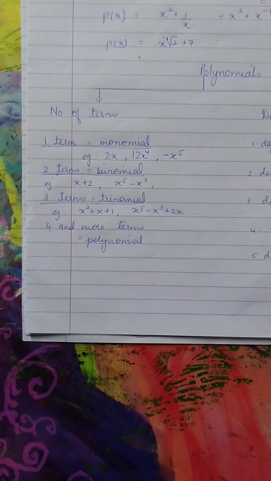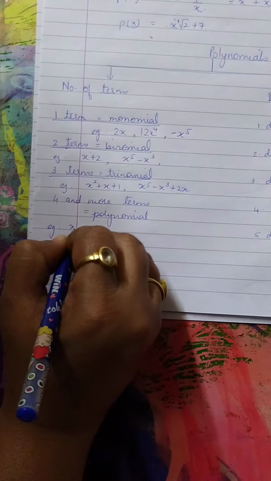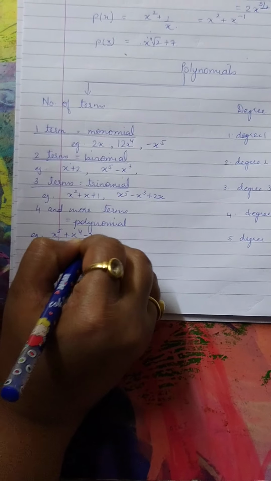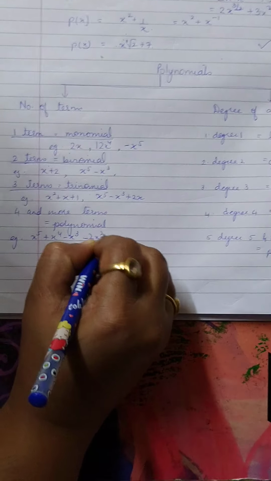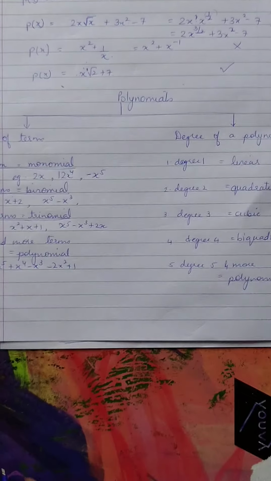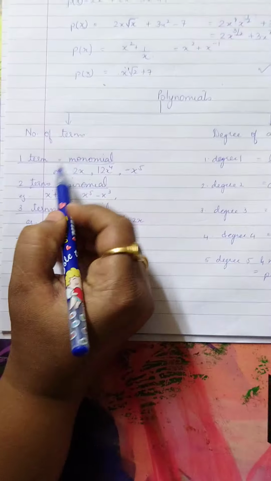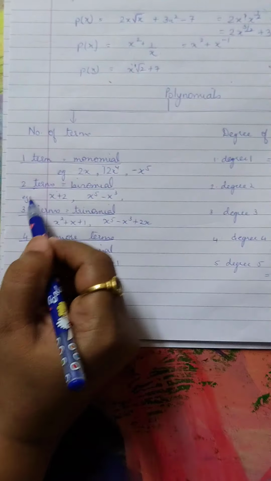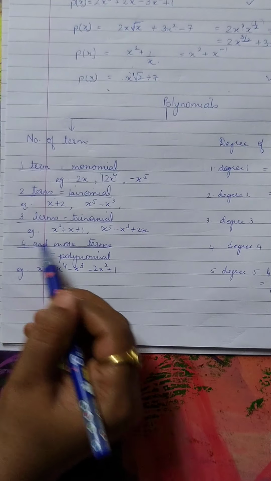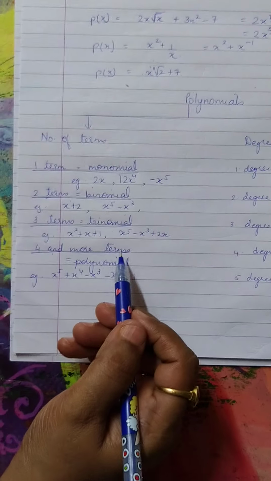And if it has more than three terms, meaning 4 or more, then we call it a polynomial. Can you give me an example? x raised to 5 plus x raised to 4 minus x cube minus 2x square plus 1. This is one example I have written. You can write as many as you want, right? So we know that if it has one term, it is called monomial. If it has two terms, binomial, three terms, trinomial, and more than three, that is 4 and more, then we call it polynomial.